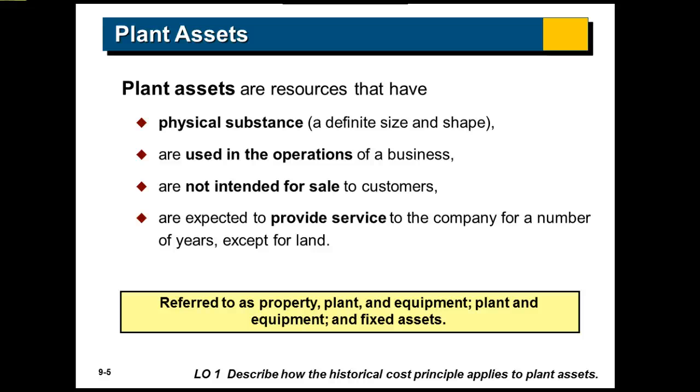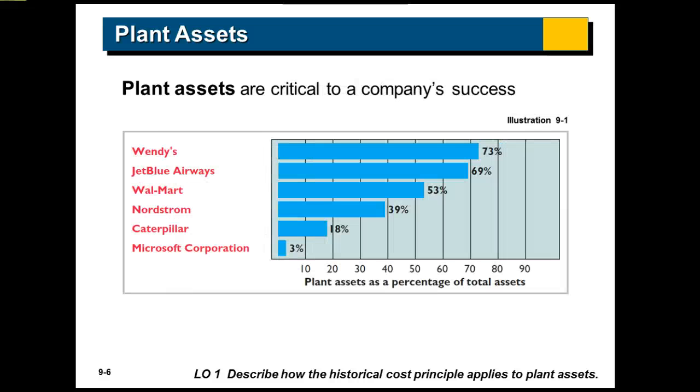What are plant assets? We know an asset has a future benefit. Plant assets are going to be physical. They're not intangibles. You have to be able to see a plant asset. The key with them is that plant assets are used in the operations of the business. They are not part of inventory where you sell them. This is the area on the balance sheet we call property, plant, and equipment.